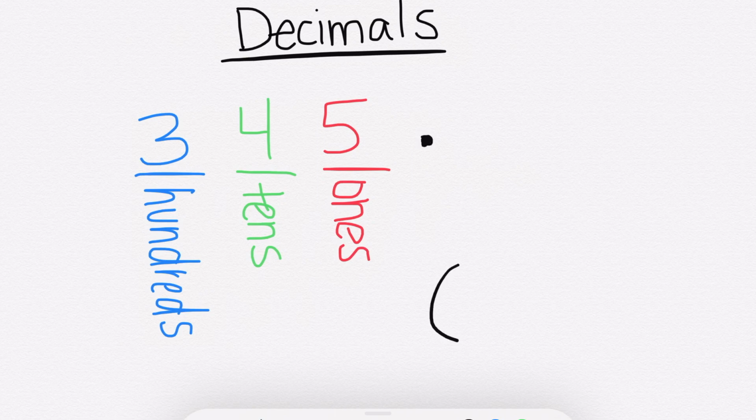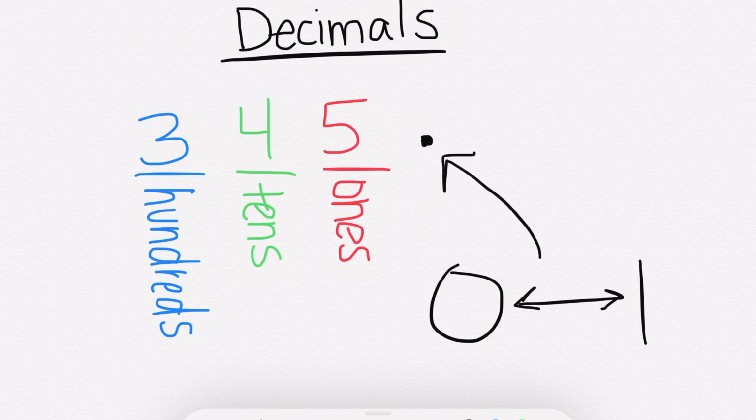And if you think about the numbers 0 and 1, there are actually a lot of numbers in between 0 and 1, and we know this because we've been learning fractions. So the decimal point helps us show all of the numbers that are between 0 and 1.